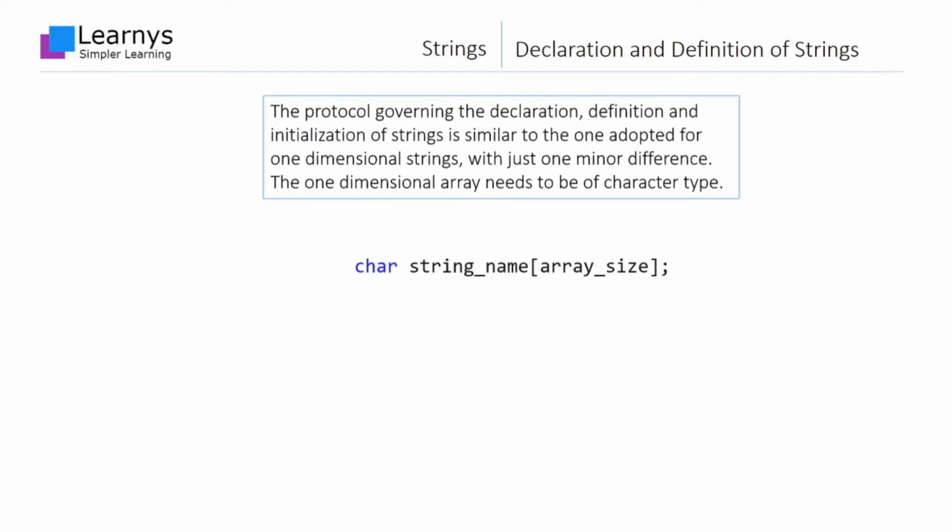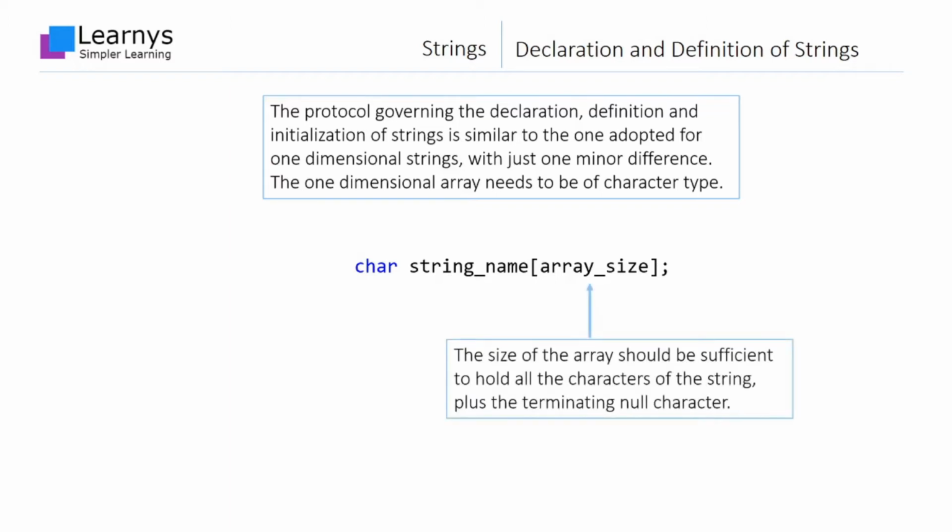The following syntax declares a string. You should note that the syntax is exactly similar to the syntax of declaring a 1D array of character type. The size of the character array, denoted by array size, should be sufficient to hold all the characters of the string plus the terminating null character. Thus, a string stored as a character array allows for storage of one less than array size characters, because one space is consumed by the null character.